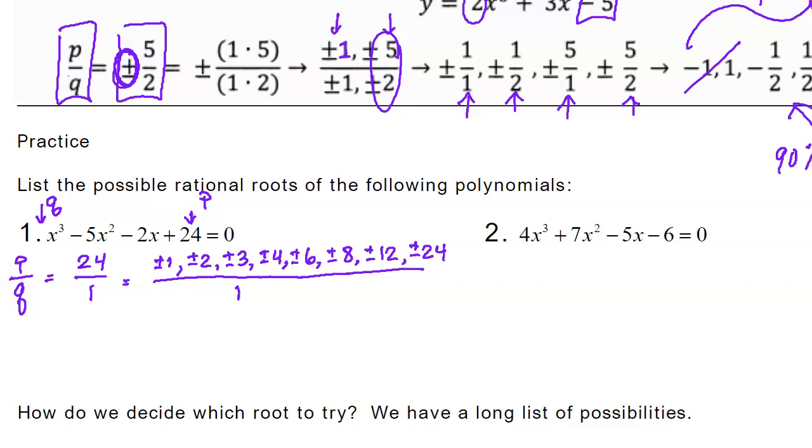So all of our possible rational roots are literally our numerator, right? Because we don't really have to worry about the combinations here because it's over 1. Anything over 1 is itself. So all of our possible rational roots are plus or minus 1, plus or minus 2, plus or minus 3, plus or minus 4, and so on, all the way to plus or minus 24. Literally our numerator.